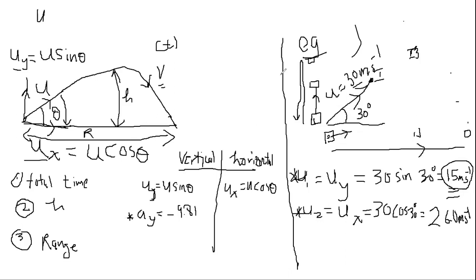Because now vertically, you need to decide upwards as positive or downwards as positive. I already told you in the earlier class, I choose upward as positive. Therefore, because gravity acts down, I take AY as negative 9.81. So I stick with upwards as positive.